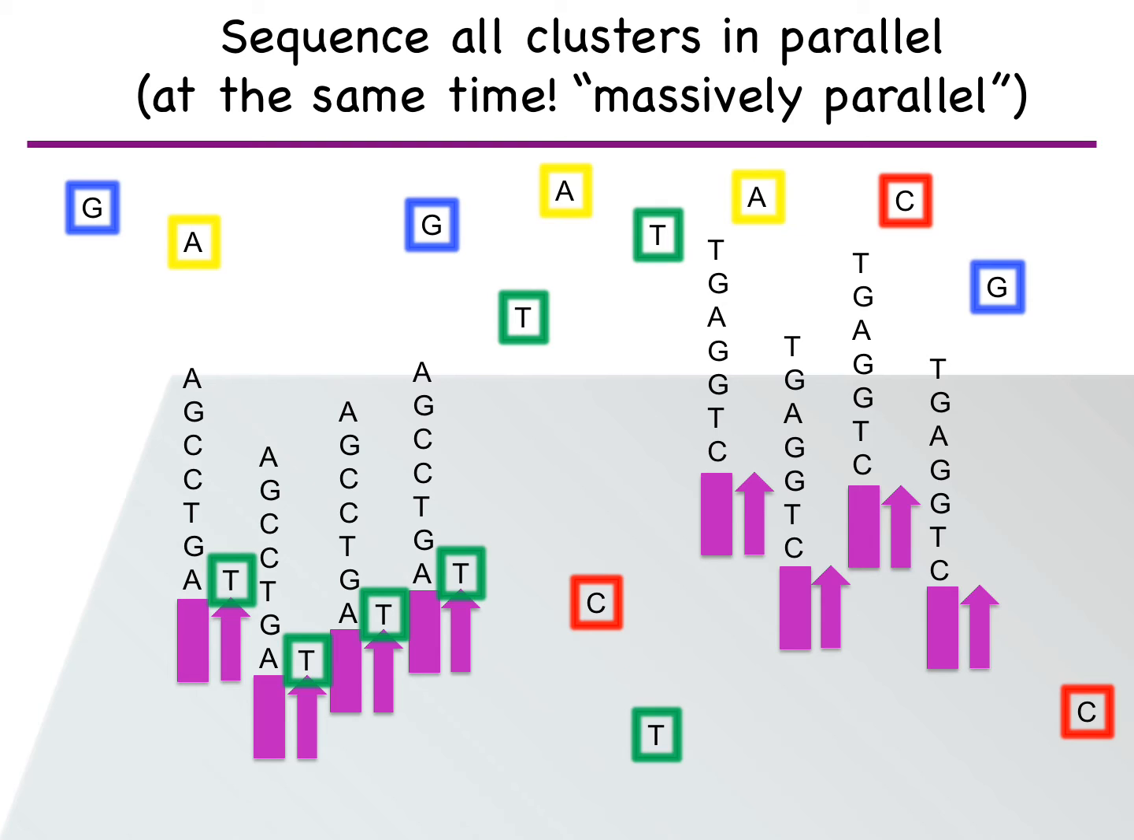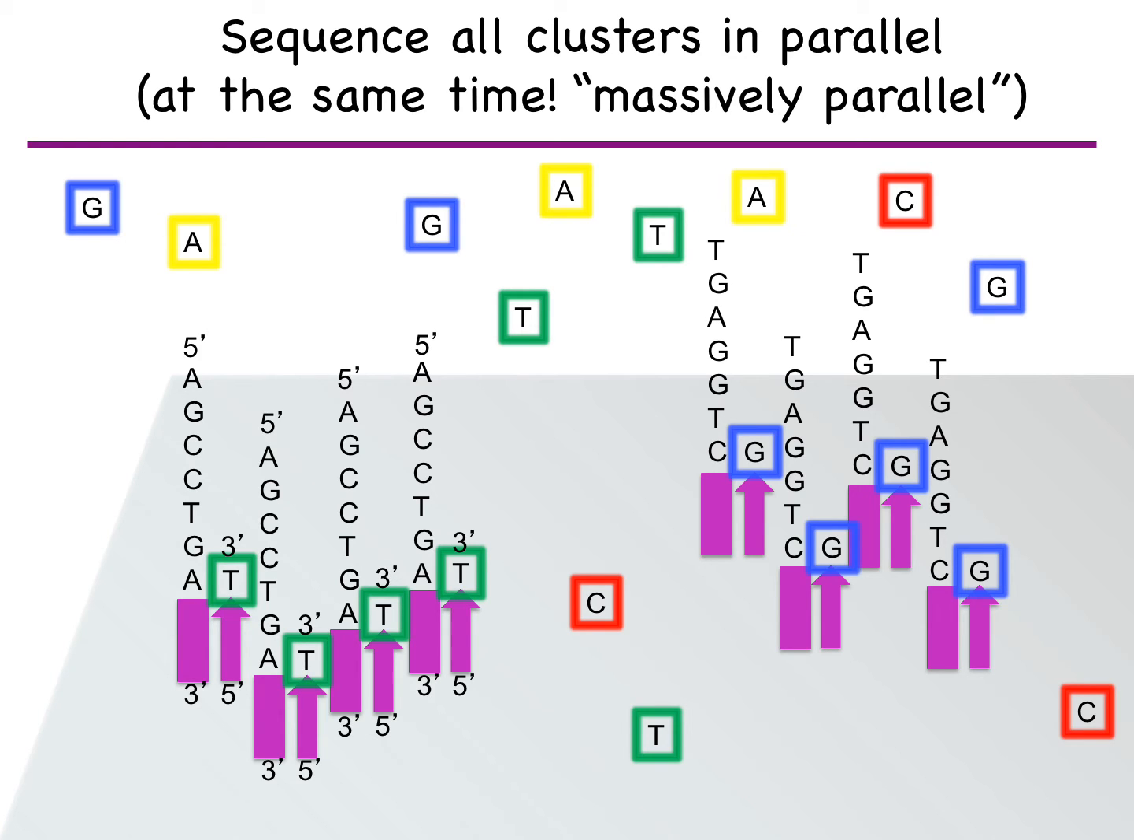So for example, in this first cluster to the left, the first base that you would add would be a T, because T pairs with A. And then with the cluster on the right, the first base that you would add would be a G, because G pairs with C. And basically you just repeat this process. This is the 5' end, this is the 3' end. This other strand goes in an anti-parallel fashion.